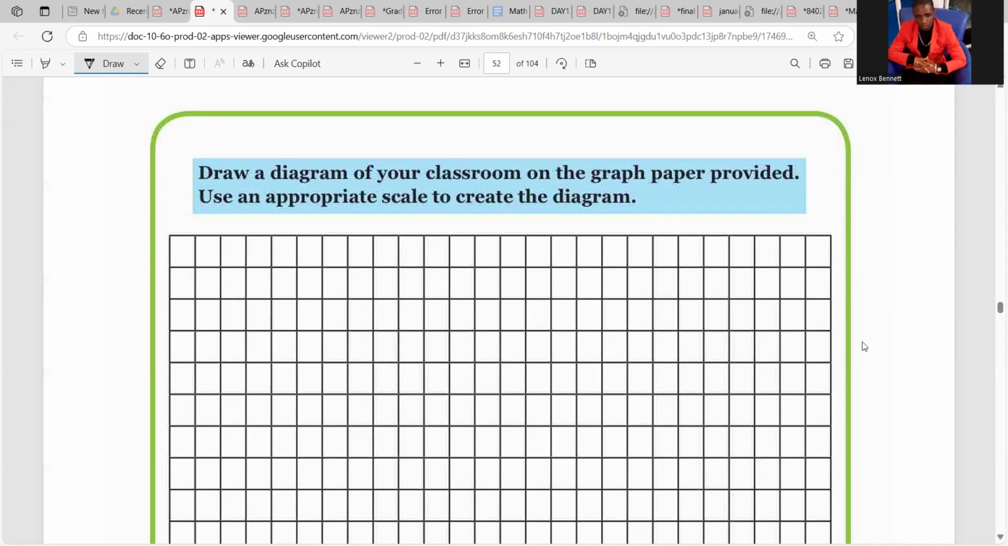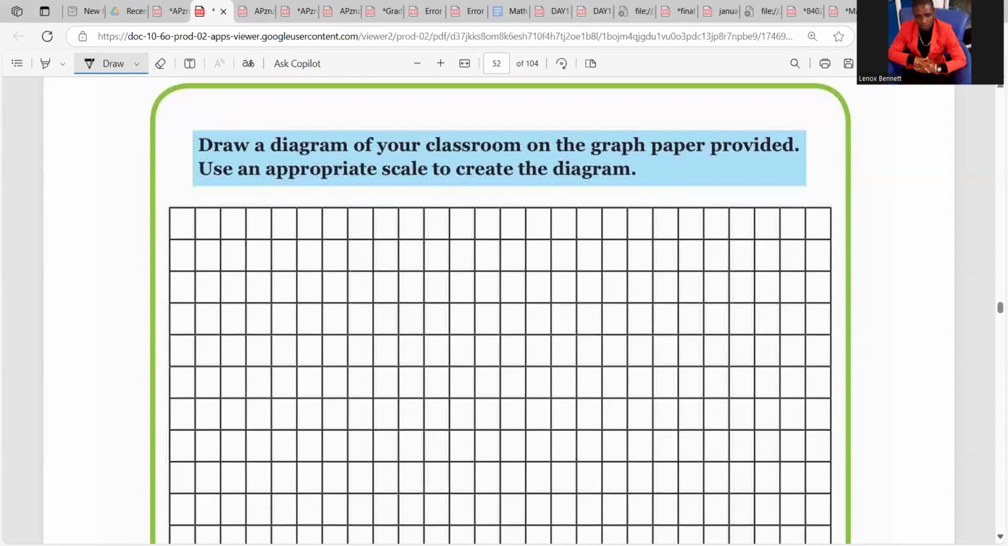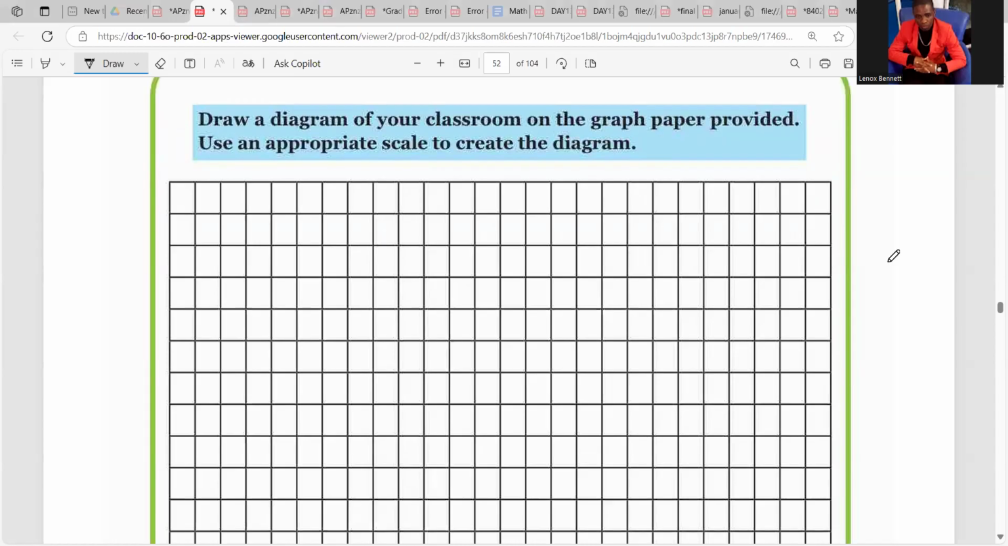Alright, so this part now, guys, I don't know if you have graph paper, but if you don't, it does not matter. You can draw it in your book. It said draw a diagram of your classroom on the paper provided. Use an appropriate scale to create the diagram. I'm gonna skip the scale part. I'll need to teach you guys that, like 1 centimeter represents how much unit and so forth. But I'm gonna show you guys that as a separate lesson. So we can skip that. Most of grade 6 are required to do the scale drawing part, but I think I can introduce some of you to it.